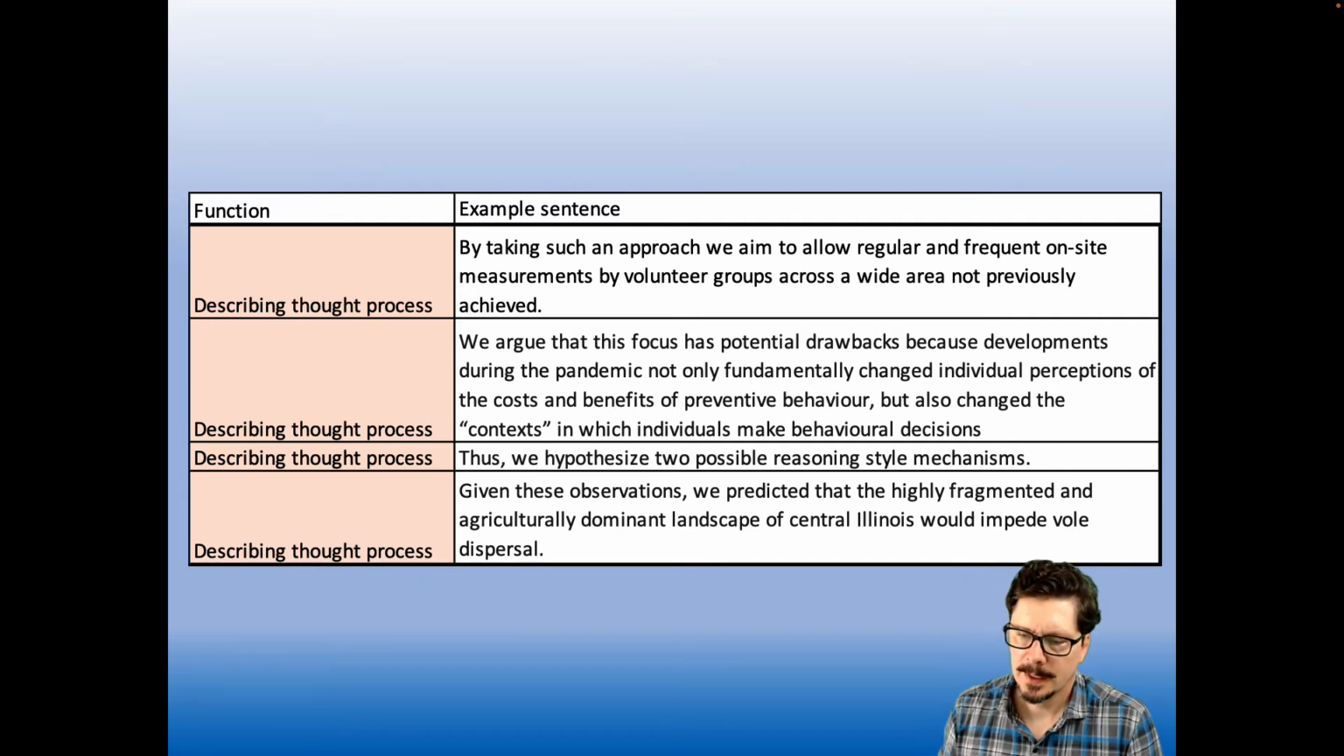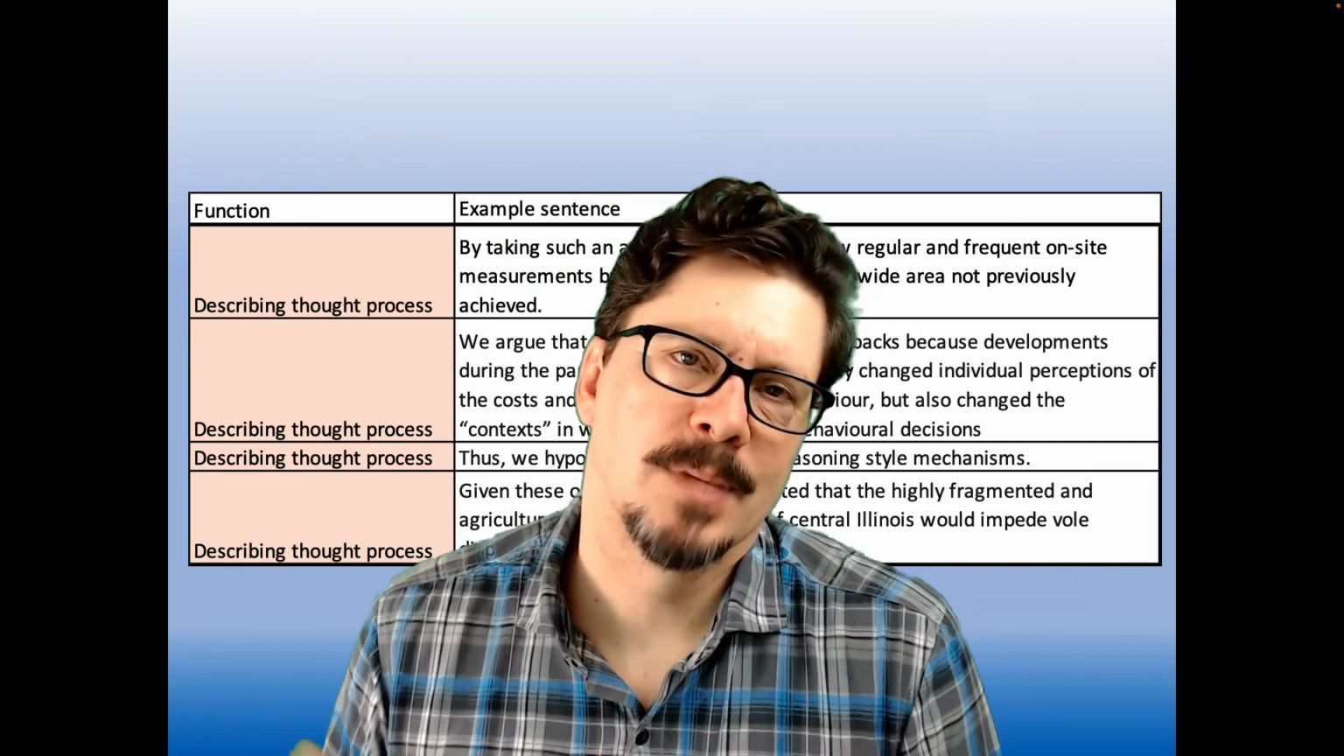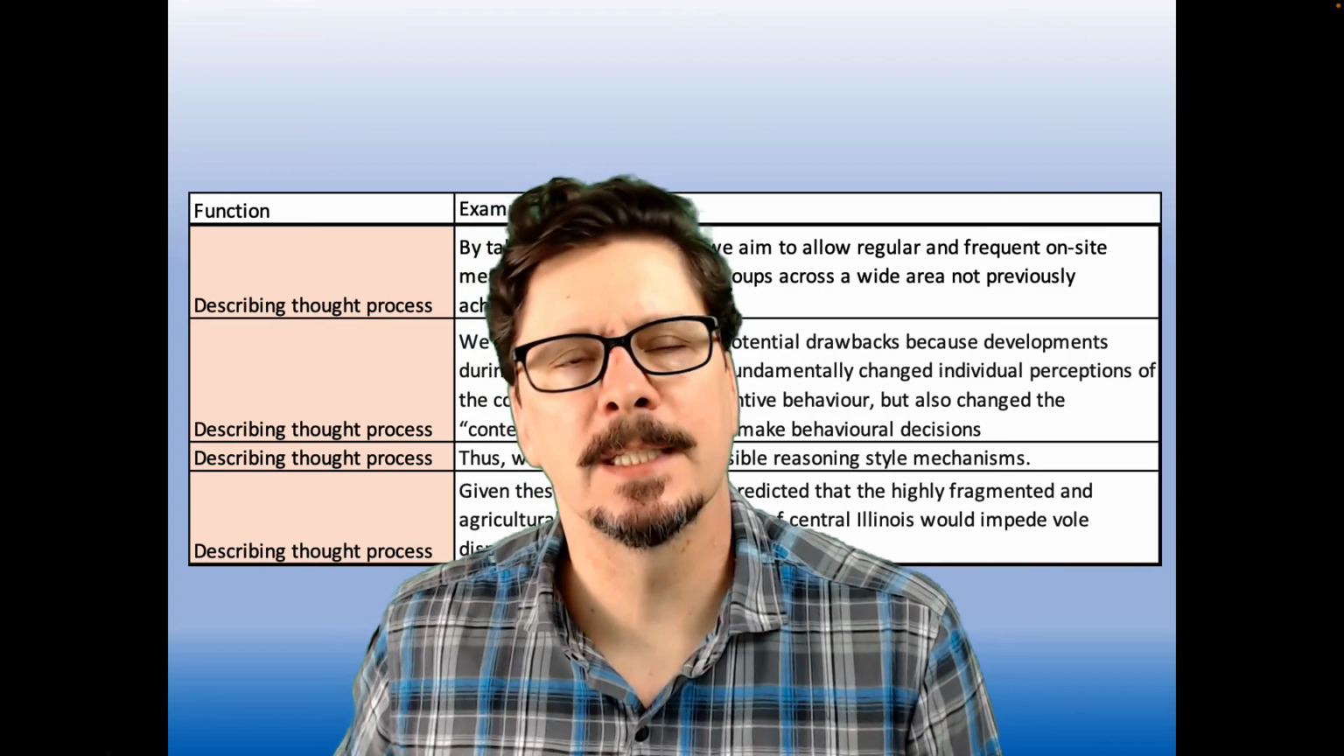The fourth example says, "Given these observations, we predicted that the highly fragmented and agriculturally dominant landscape of central Illinois would impede vole dispersal." Yeah, I think this one could easily be rewritten without the "we," but it's okay. I think it's okay. I would probably leave it there.